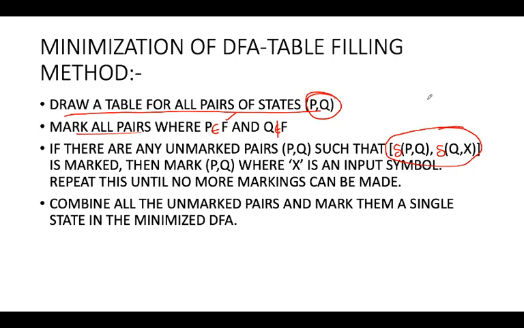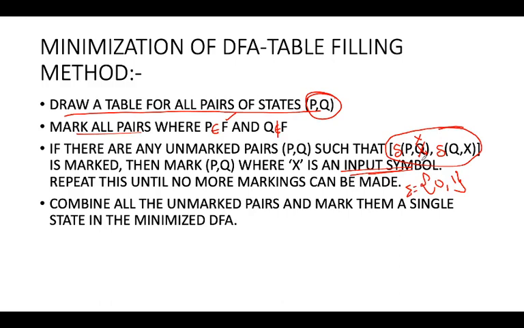Wait, I wrote a mistake here. Not Q, here is an X. X is an input symbol. Input symbol means nothing but 0 comma 1. Okay, here is the X, friends. Here is the X, not Q. Okay, I wrote a mistake.